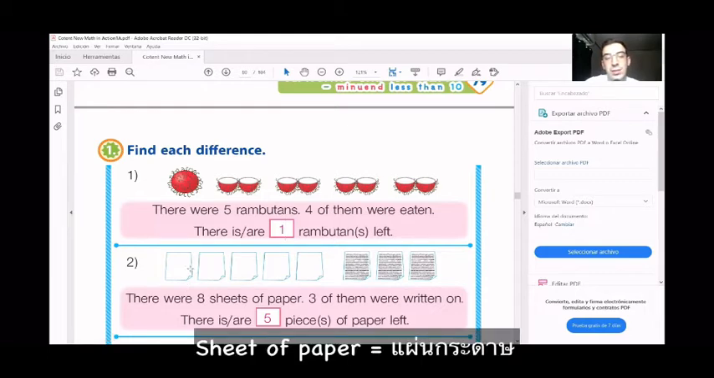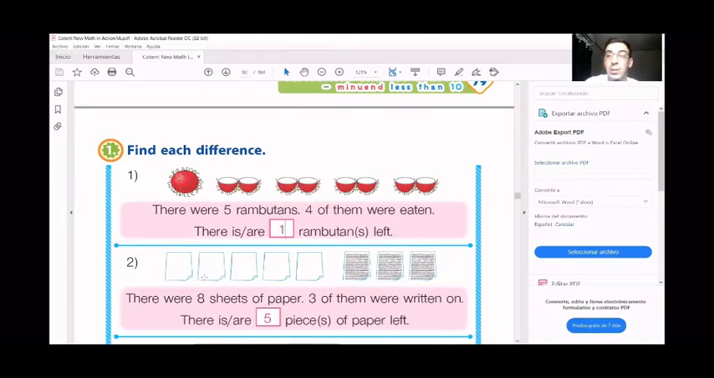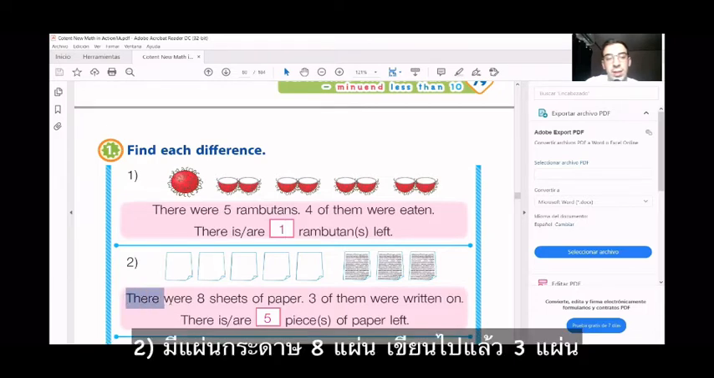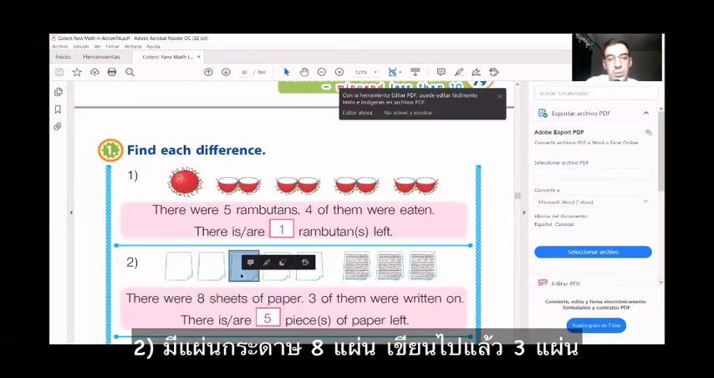Number 2. Here we have sheets. You know, sheets of paper. Do you have sheets of paper at home? I think you would have. So how many sheets? Let's read the word problem. Remember, I read and you follow me. Let's read. There were 8 sheets of paper. There were 8 because we have 1, 2, 3, 4, 5, 6, 7, 8 sheets of paper.